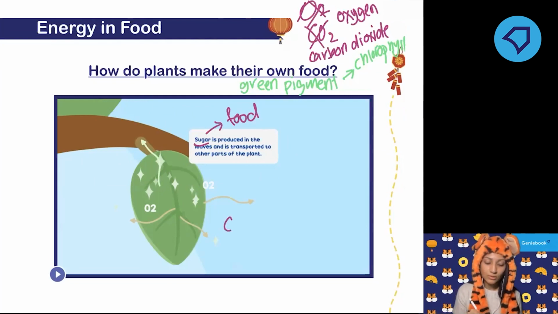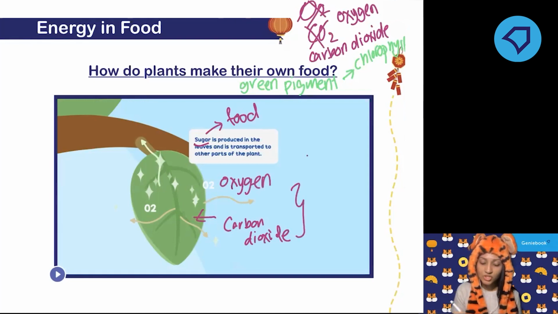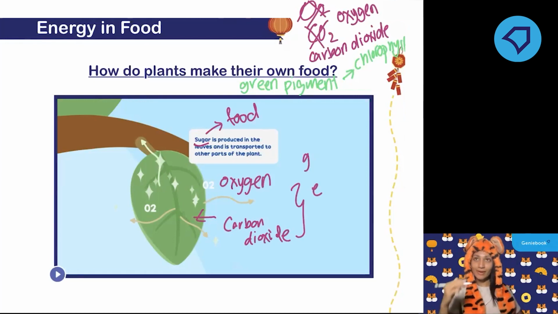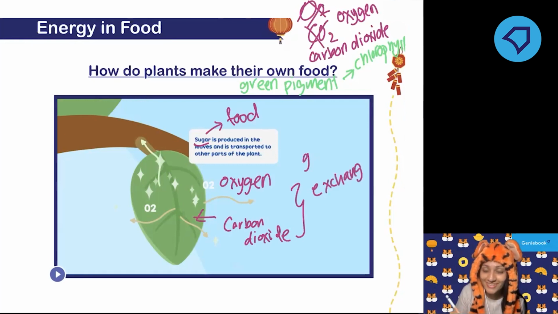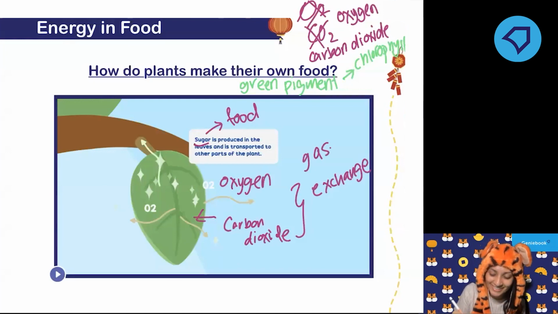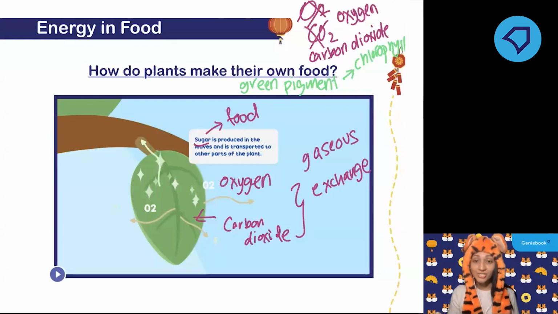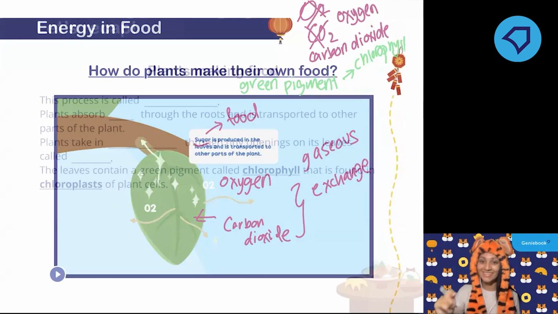So when you see carbon dioxide, or your CO2, coming in and oxygen coming out, what is this process called? There are two words to it, starting with G and then E. When you have the exchange of what? There's carbon dioxide, there's oxygen. I already gave you the second word actually, exchange. So what exchange? Gaseous exchange. So this process is called gaseous exchange, in which the carbon dioxide enters the plant and then the plant releases oxygen. It's like an exchange of gas.